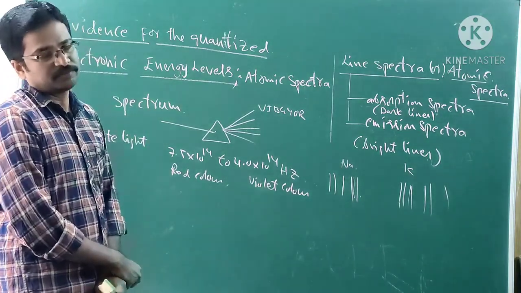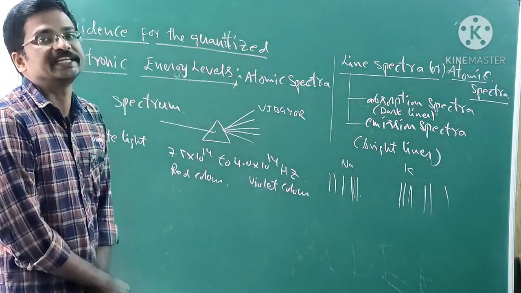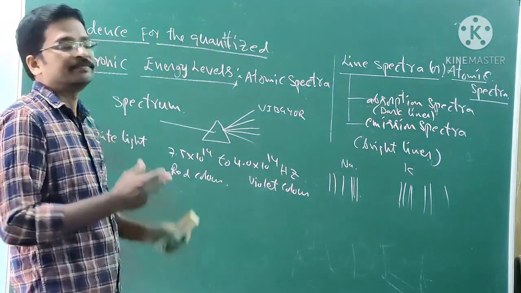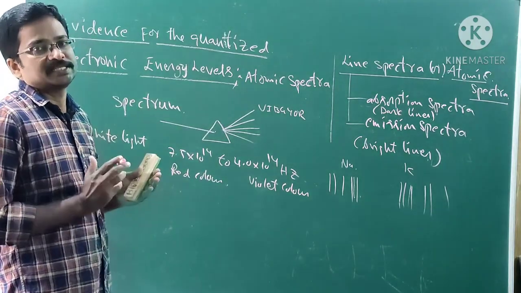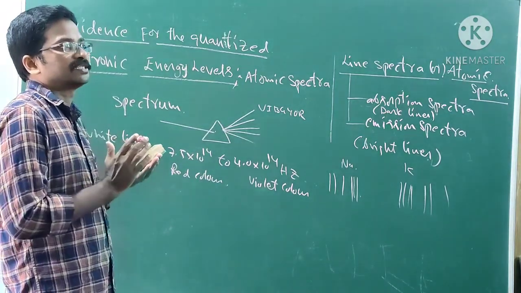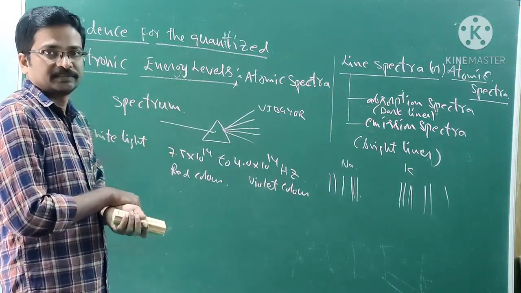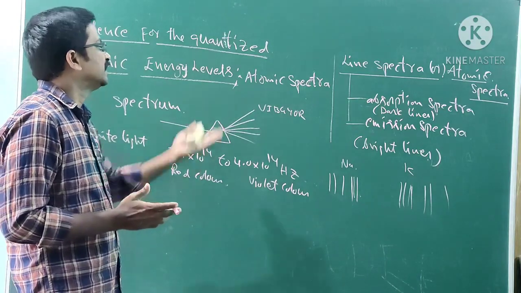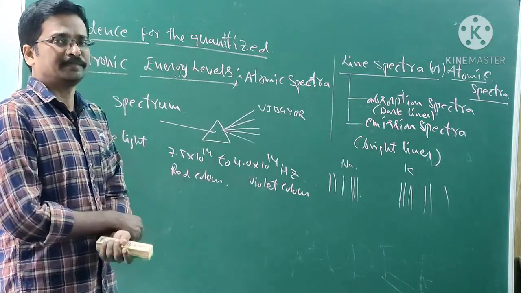Atomic spectra. What is the meaning of it? The fact that the energy levels in an atom are quantized is given by the atomic spectra. Atomic spectra says the energy levels in a particular atom are quantized, which is indicated by the atomic spectra. How do we study the atomic spectra?